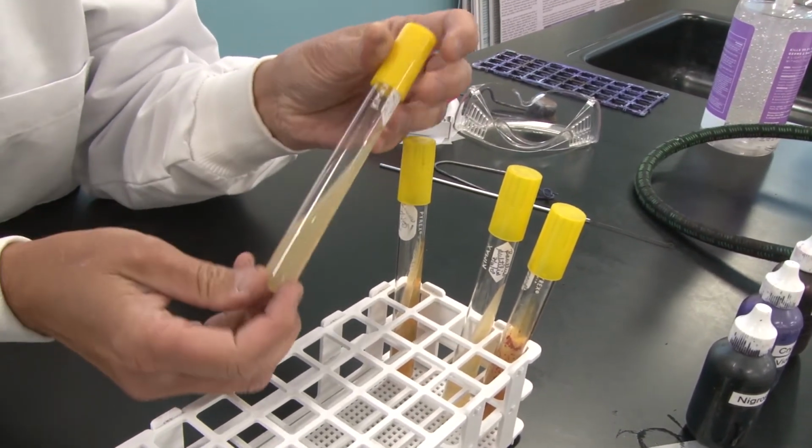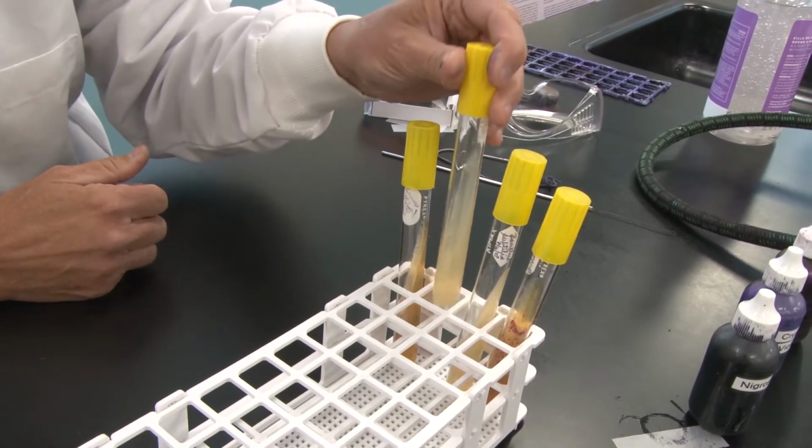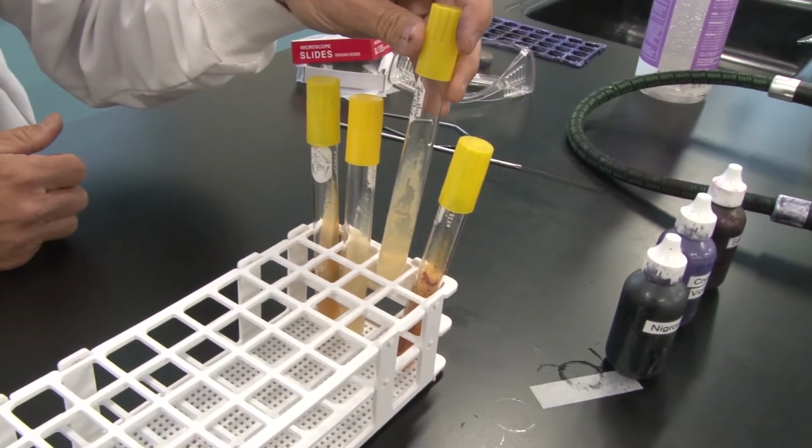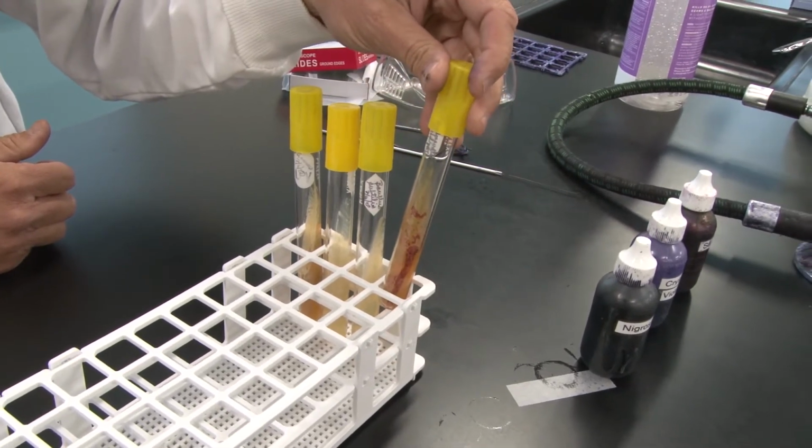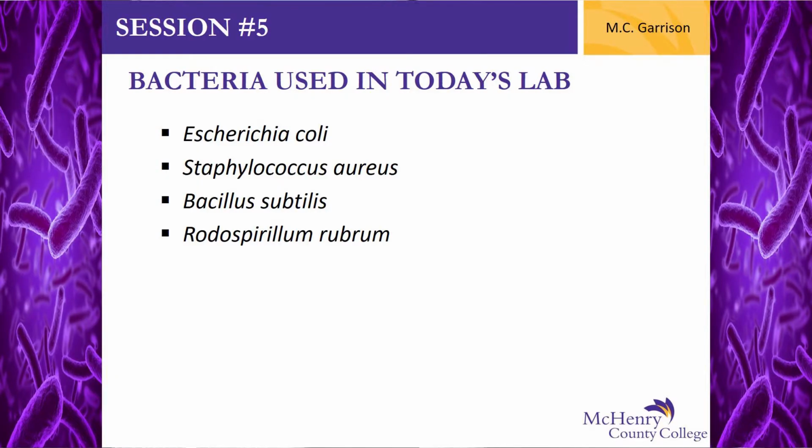We are going to use something called Escherichia coli. We are going to use Bacillus subtilis and Rhodospirillum rubrum. These 4 names give us clues to their shapes. At least some of them do. Now, Escherichia coli does not tell us a lot about the shape of the cell.